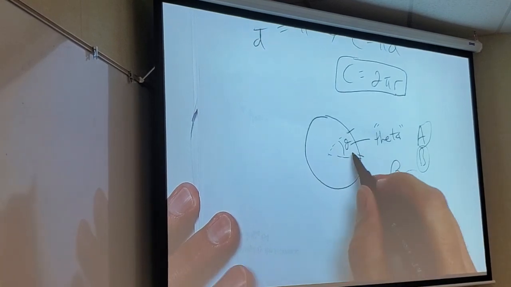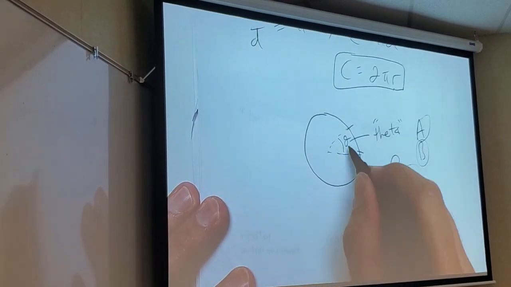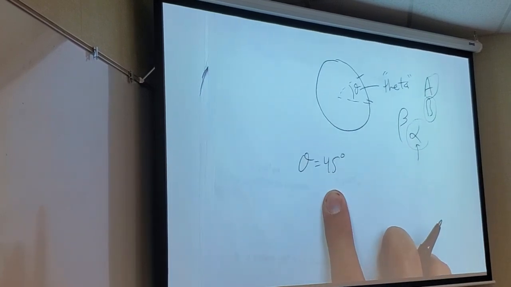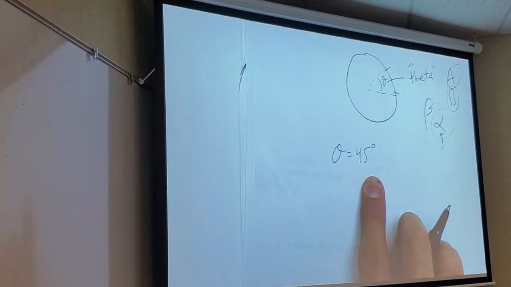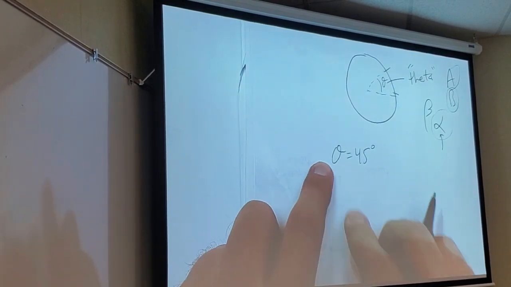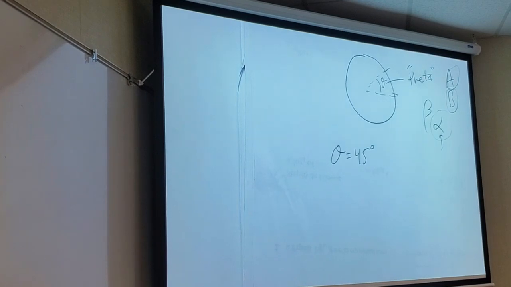So if I said we have an angle of 45 degrees, this is how I could tell you. The angle is 45 degrees, right? So that letter represents the most basic way to reference an angle.